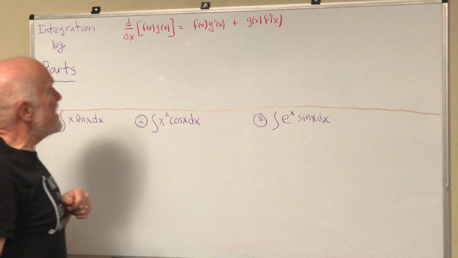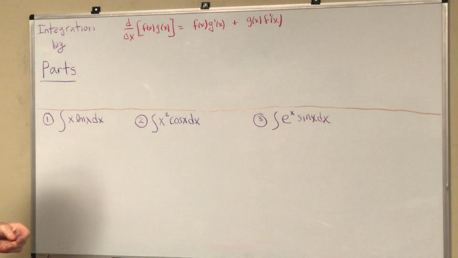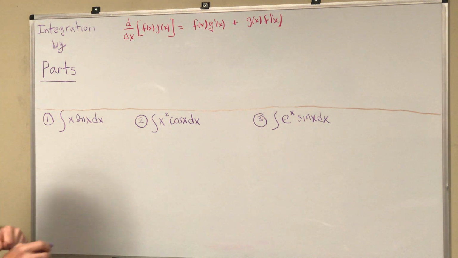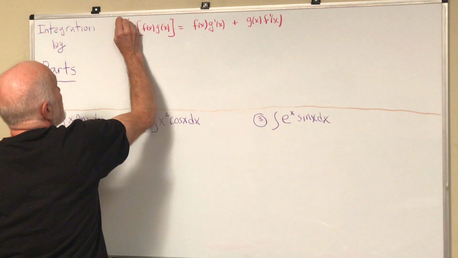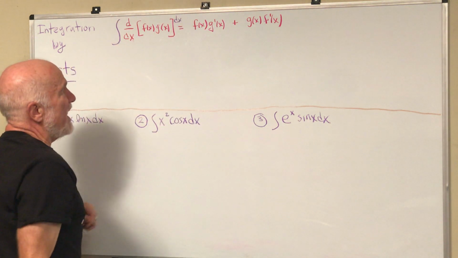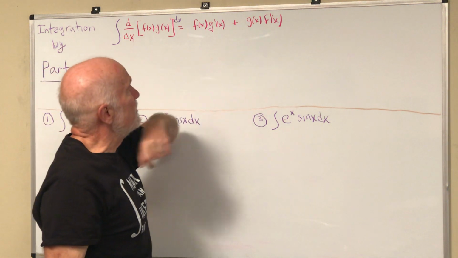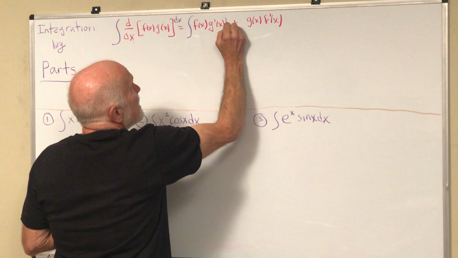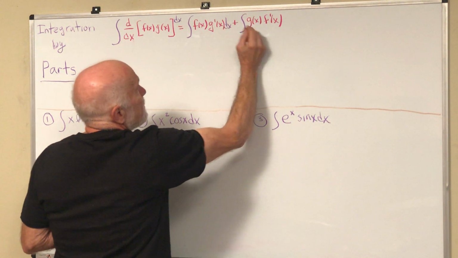Well, if that's a true statement, what would happen if we came along and took the antiderivative of both sides? You should get the same answer. I'm going to take the antiderivative of that side and now the antiderivative of this side, which I can split up into two antiderivatives.